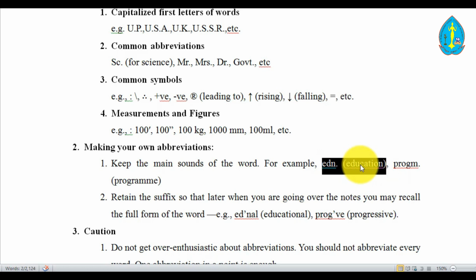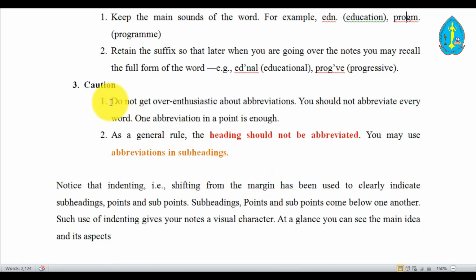Common abbreviations, for example, for education, you can use it like this, and for program and so on, as you wish. And caution, be very careful, do not get over enthusiastic about abbreviations. You should not fill the entire note making with abbreviations. If you use too much of abbreviations, it will definitely spoil your writing. So you should not abbreviate every word. One abbreviation in a single point is good.